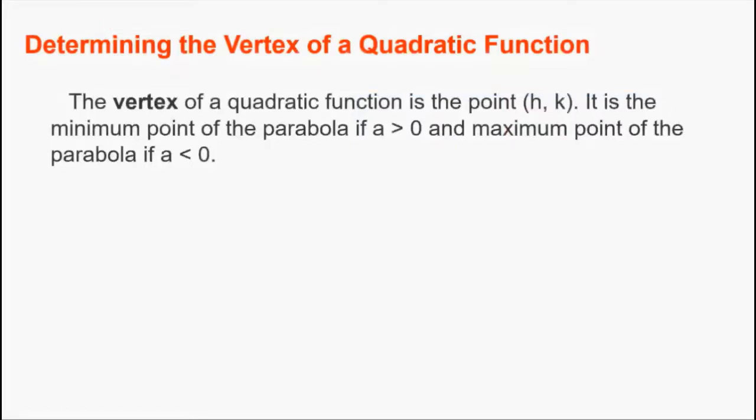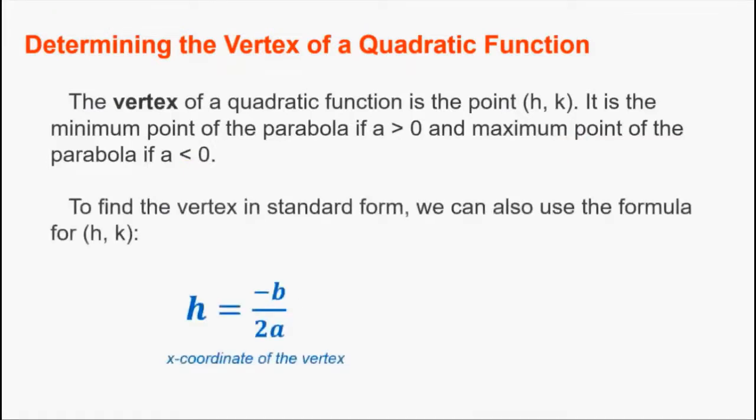The vertex of a quadratic function is the point (h, k). Ang vertex ay kung saan natin matatagpuan ang minimum point at ang maximum point ng isang parabola. Kapag ang value ng a is greater than 0, ibig sabihin mayroon tayong minimum point. At kapag ang value naman ng a is less than 0, ibig sabihin mayroon tayong maximum point.